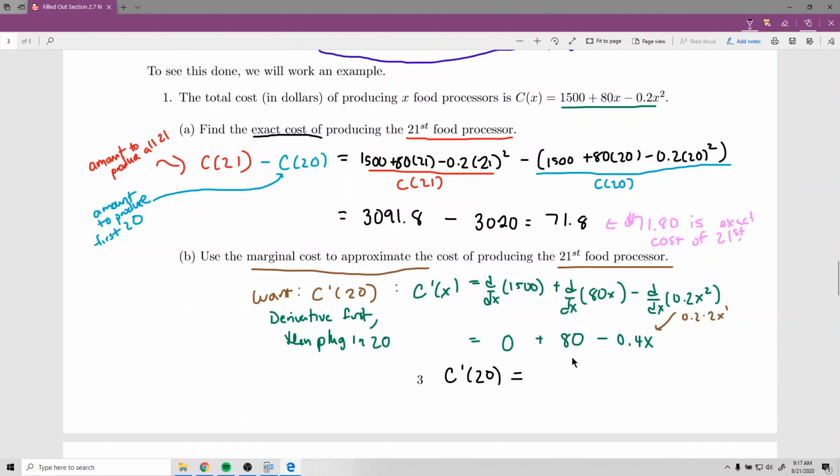So we plug in 20 for x here. We got 0, which is irrelevant, plus 80 minus 0.4 times 20. 0.4 times 20 is 8. We get 80 minus 8, which is 72. Right, and that's really close to the answer we got for the exact. This is an approximation. It says the 21st food processor will cost approximately $72.